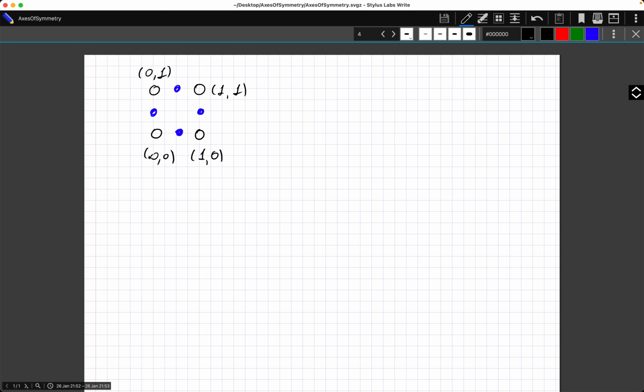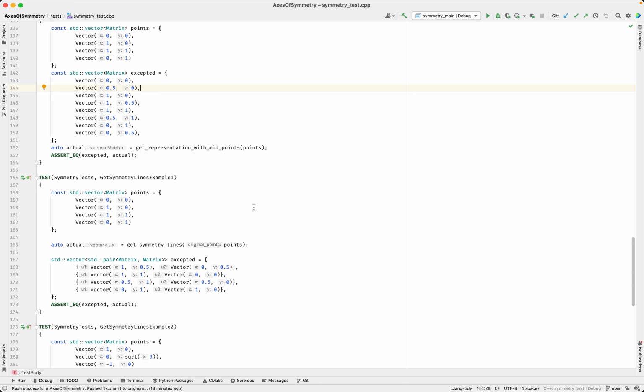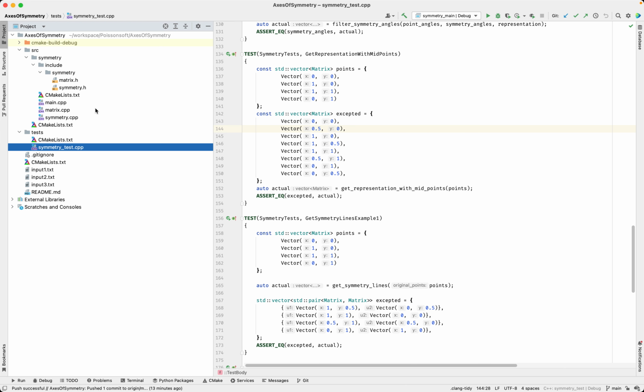Then afterwards we perform the translation to the center of mass. So the basic polygon points would be translated accordingly, and then once translated, we could evaluate the potential candidates, which is represented here as get angles of symmetry.